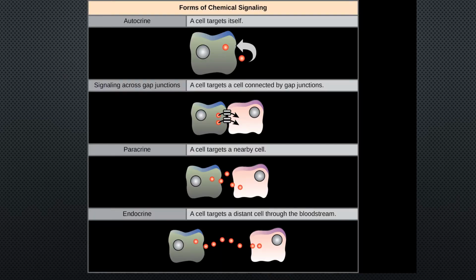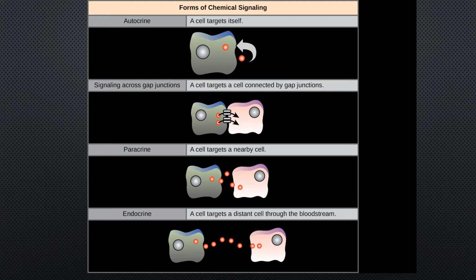So far we have been talking about the signal transduction pathway within a particular cell, and that kind of signaling is called the autocrine response. A cell is targeting itself and responding to itself. There are other options for signaling, one of which is signaling across gap junctions, and that's something that we've seen often happens particularly in nerve cells when we go across the synaptic cleft.